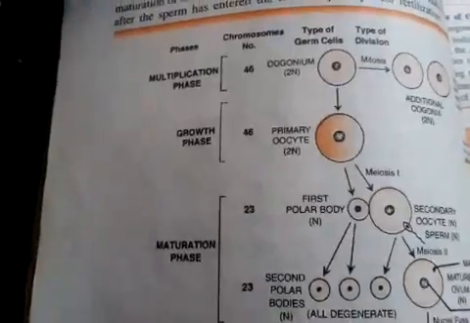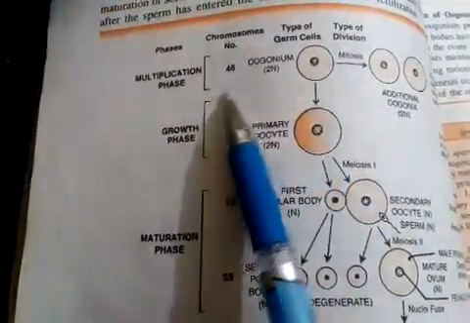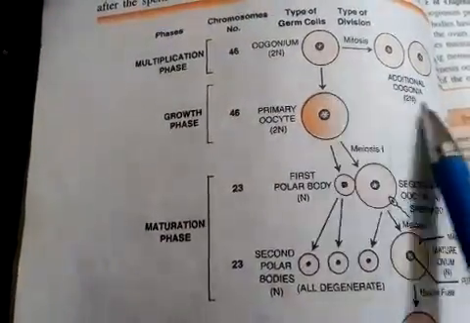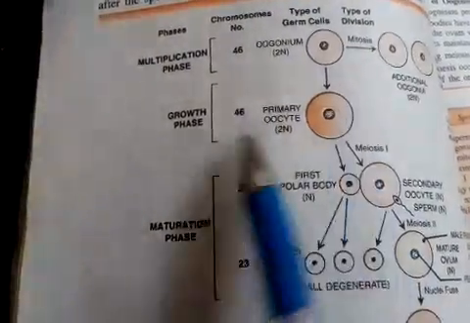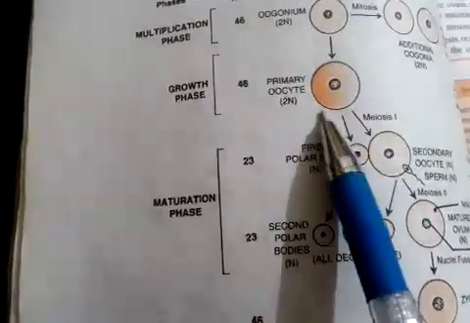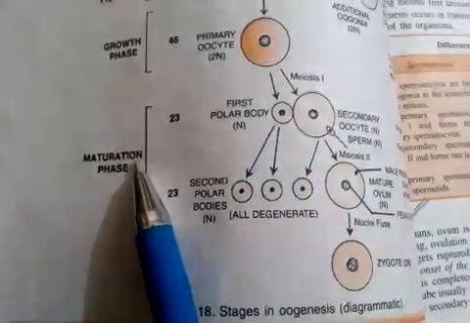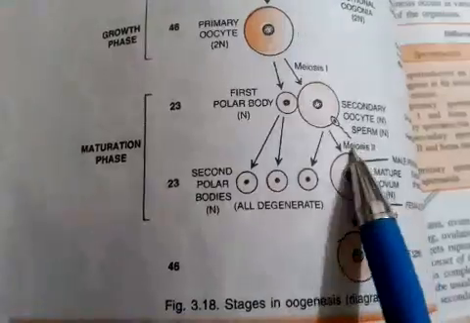So as is shown in the diagram, what happens in the multiplication phase? The oogonium, which has diploid content of DNA, undergoes mitosis and results in formation of additional oogonia, and the large oogonia divide mitotically in the growth phase and result in formation of primary oocyte. That primary oocyte in the maturation phase undergoes two maturation divisions. First is meiosis 1, second is meiosis 2.